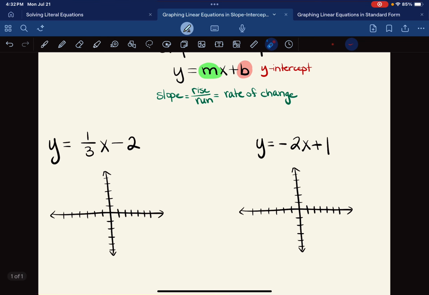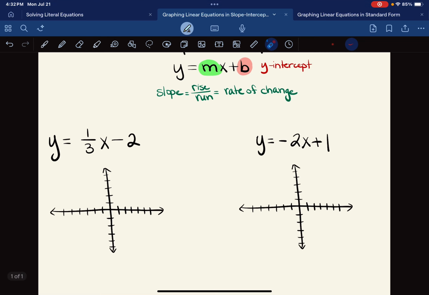So let's look at a couple of examples. This first one says y equals 1/3 x minus 2. So our b value is a constant. It is by itself, and we can see this minus 2 is our y-intercept. So we are going to go to our y-axis and plot a point at -2. That's our y-intercept. It's where we start. It's how we begin. B for begin, if that helps you.